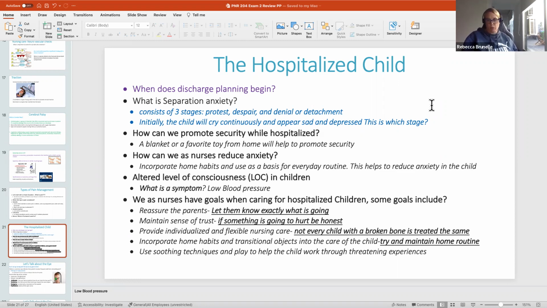There's something called transitional objects, which would be like a blanket or a favorite toy from home that helps them feel more secure. You also want to try to reestablish their home routine as much as possible, involve the parents as much as possible, and really get on a plan of family-centered care.